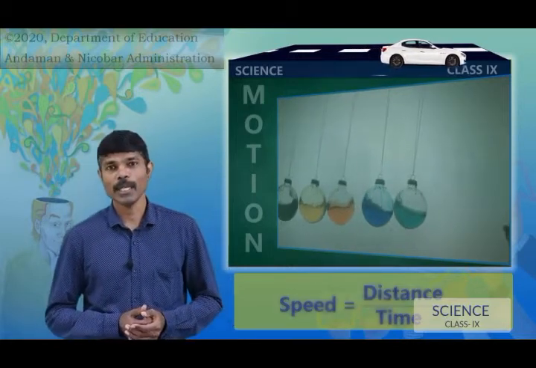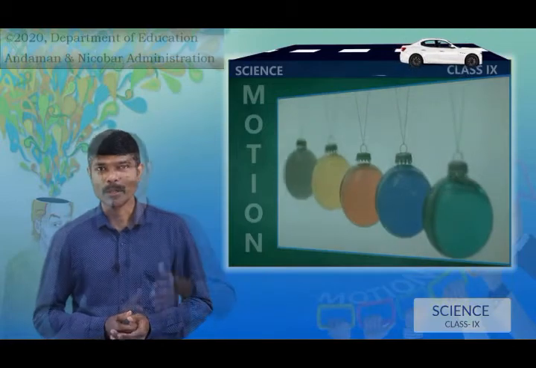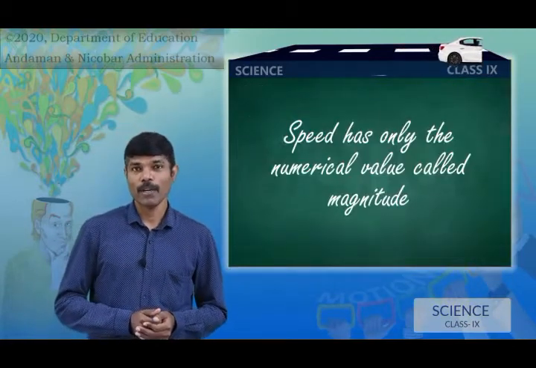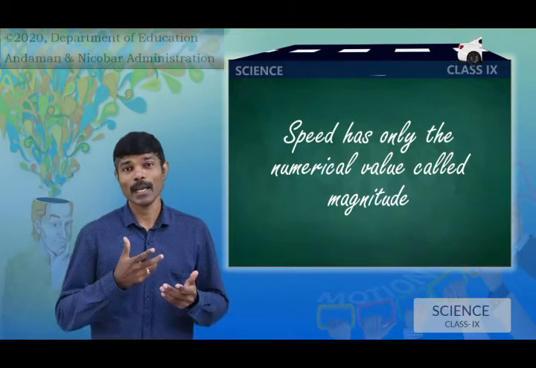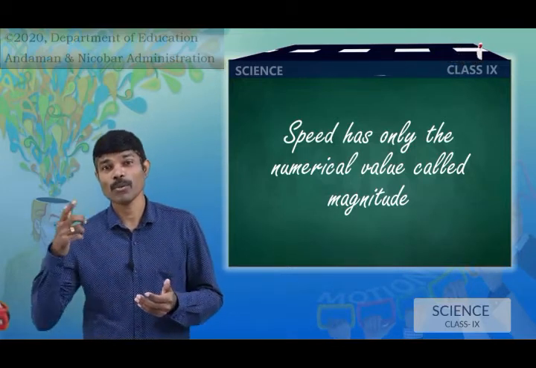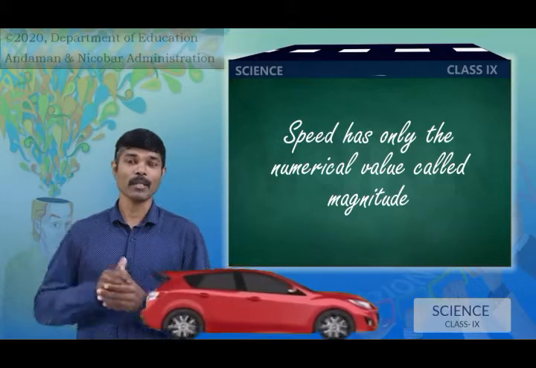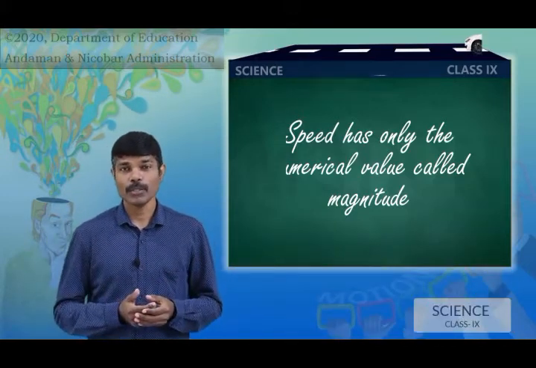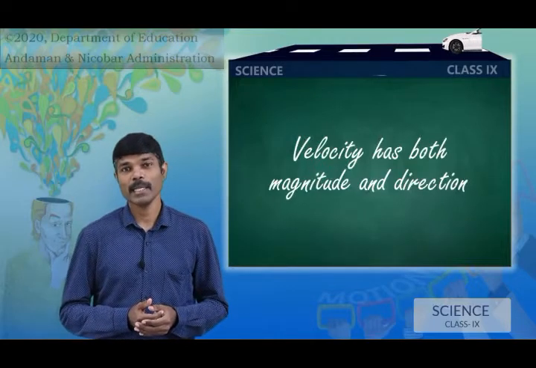But the velocity has got direction. From the speed we will get only the magnitude, whereas velocity is when an object moves from one place to another in a particular direction. It is known as velocity. Both speed and velocity have the same unit, that is meter per second.